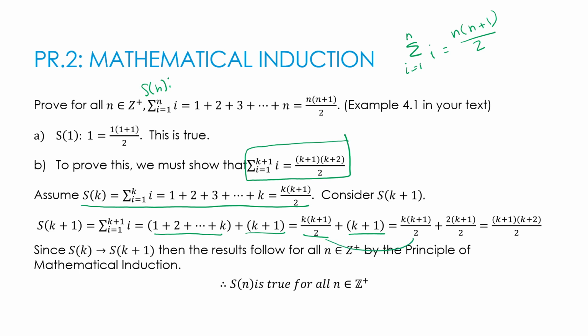So this stayed the same. This guy I wrote with a 2 because I want a common denominator so I can combine them together. So by doing that, I got 2 as my denominator and k plus 1, k plus 2 as my numerator. And that's where I wanted to end up. That's what I wanted to show, and I did. So because I was able to do that, using mathematical induction, S of n is true for all of the n's that are integers.